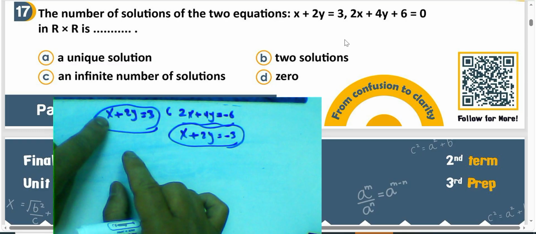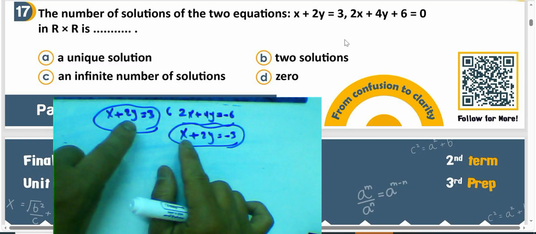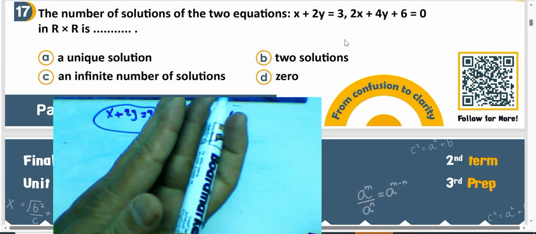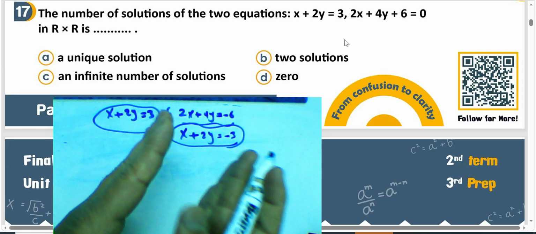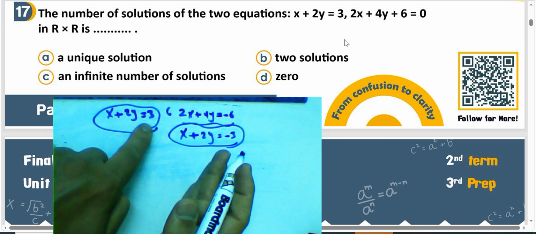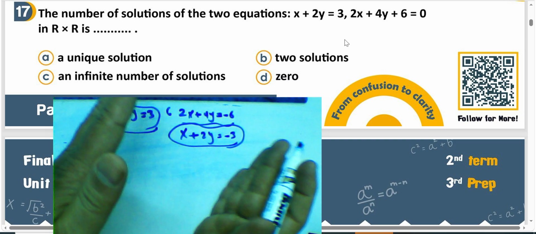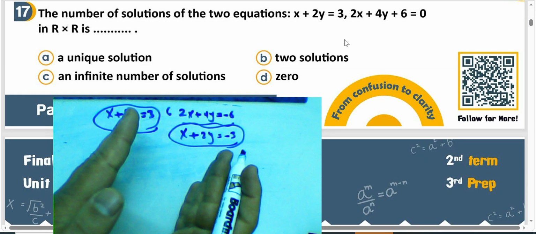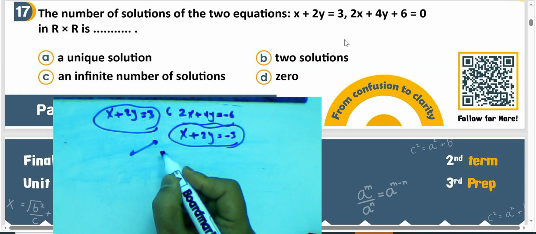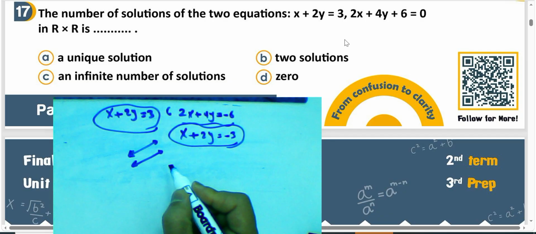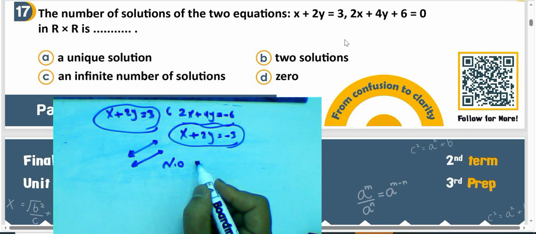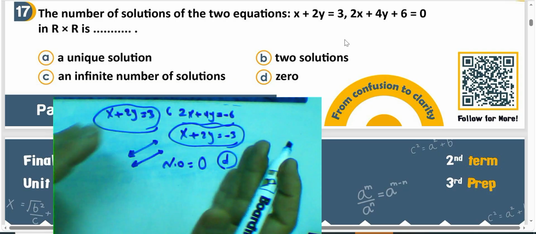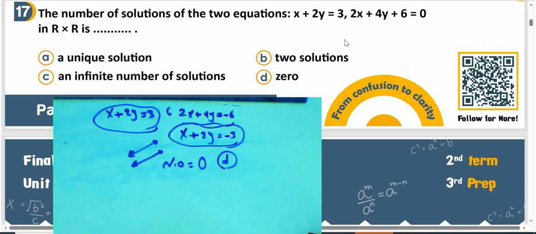Look here: the coefficient of x is like the coefficient of x, and the coefficient of y is like the coefficient of y, but the constants are different. Then they are not congruent, but we call them parallel. Why? Because the constants are different. If the constants were equal, they would be congruent, but in this example they are parallel. Parallel lines have no solution because they do not intersect, so the number of solutions is 0. Choose letter D because they are parallel and do not intersect at any point.